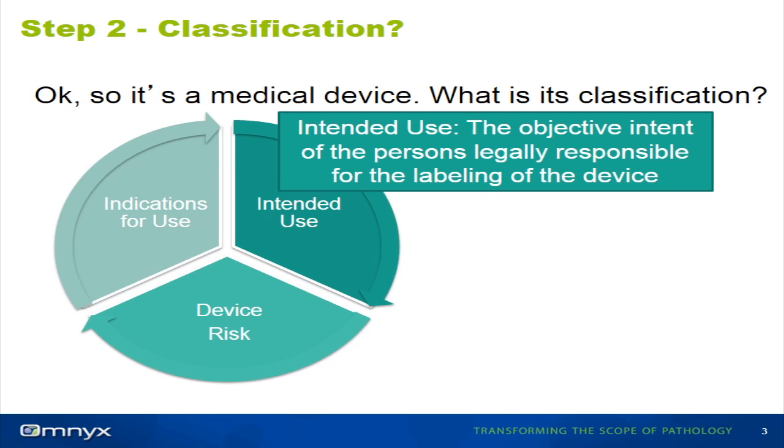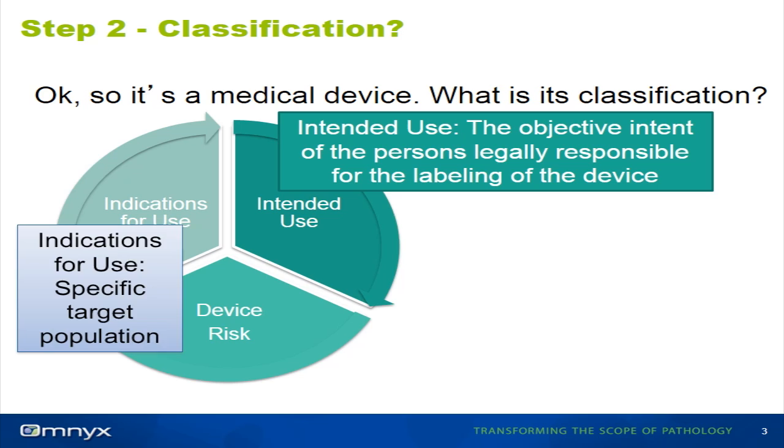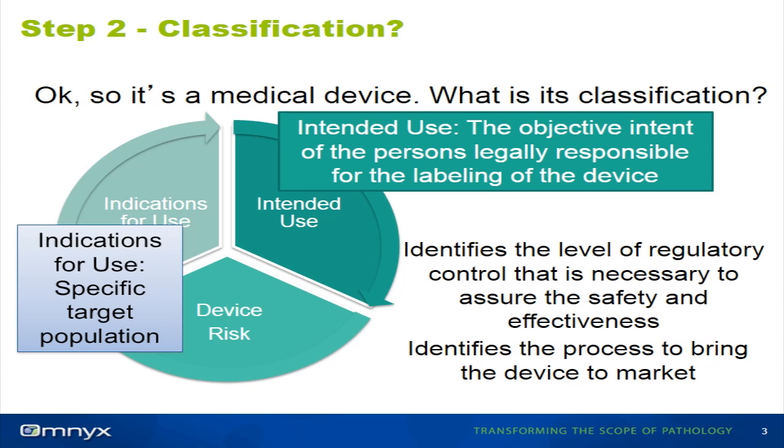Step 2. So it's a medical device. What is the device's classification? This is determined by three main things: the intended use, which is the objective intent of the persons legally responsible for the labeling of the device; risk; and the indications for use, which identify the specific target population. So classification is determined from these items, which then identifies the level of regulatory control that is necessary to assure the safety and effectiveness of the device, and the process to bring the device to market.